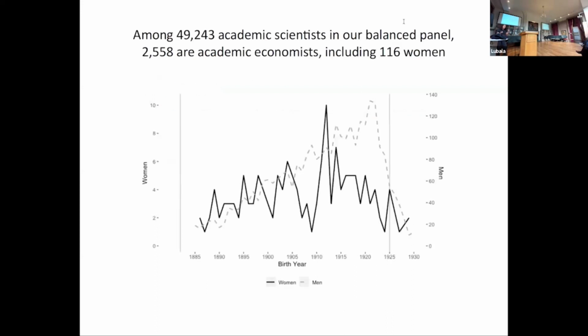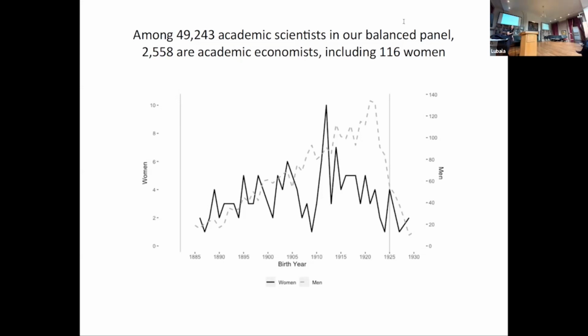So now I'm going to show you a little bit within that. We want to look at economists. This is the data that we have for economists in this specific context. We have about 50,000 scientists in the academic panel, and of them 2,600 are academic economists.